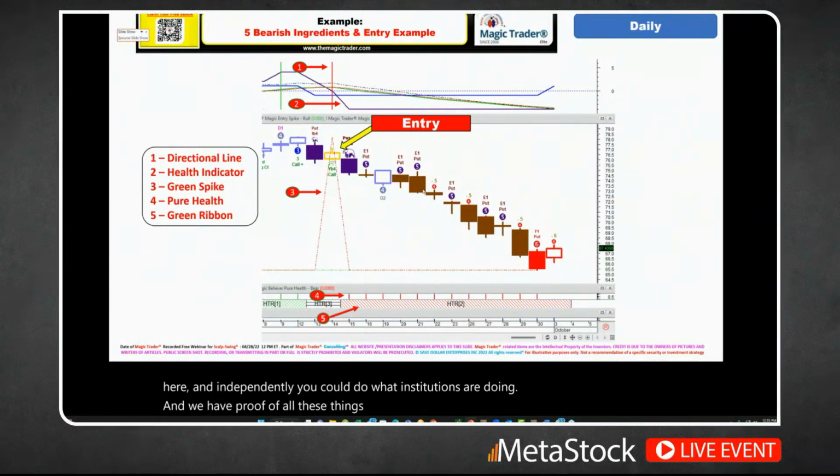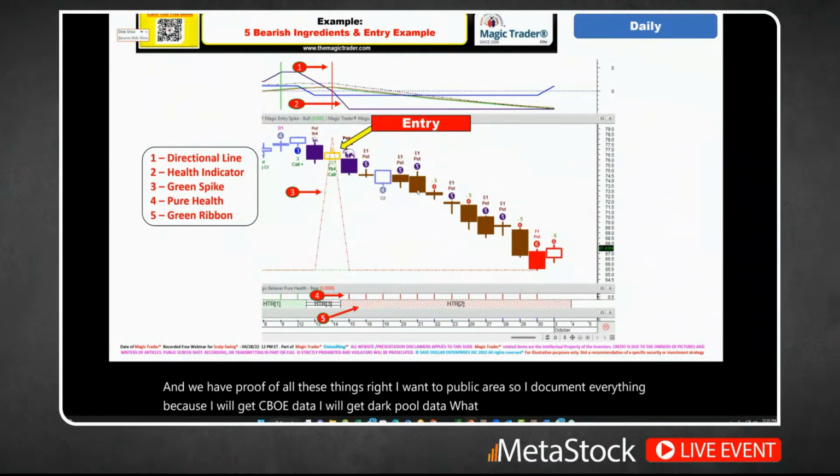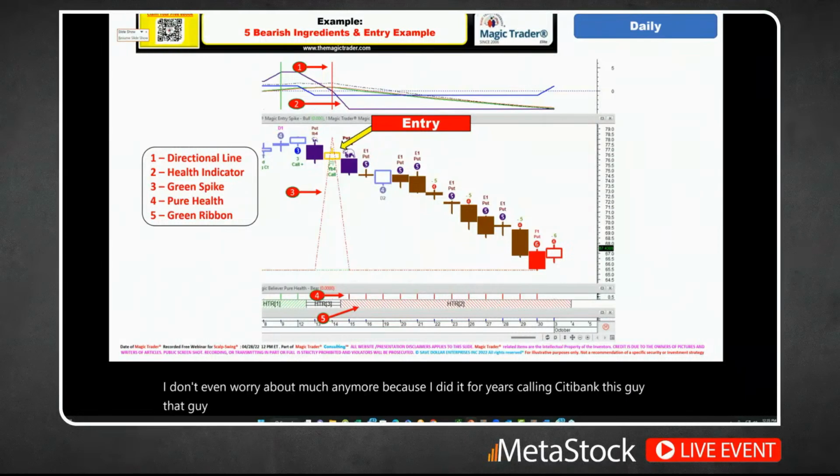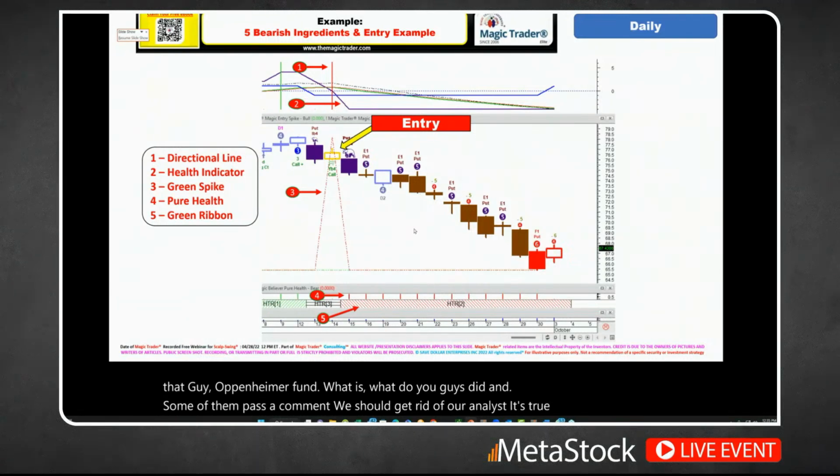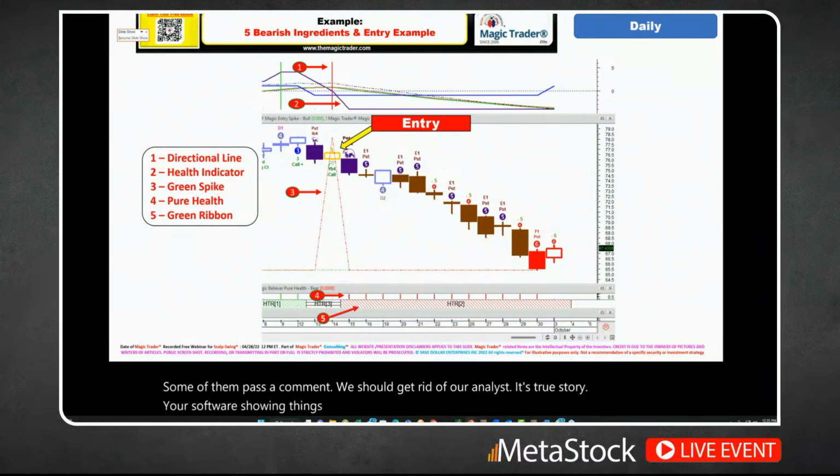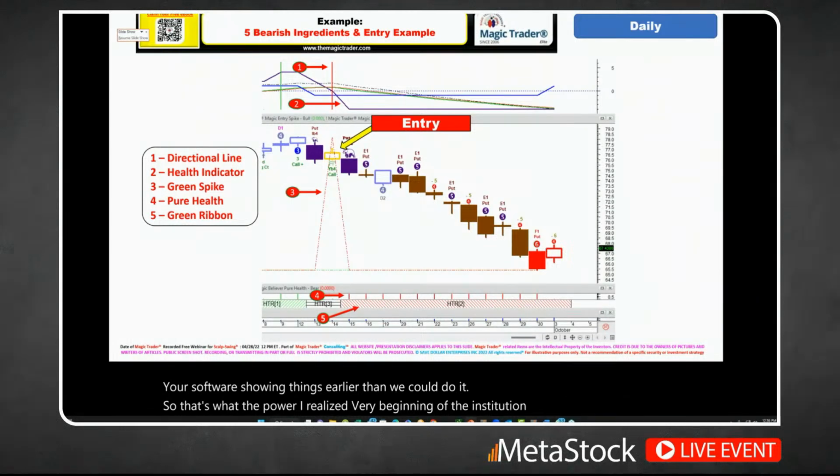I'm in a public area, so I document everything, because I will get CBOE data, I will get dark pool data, what happened at that time. So I don't even worry much anymore, because I did it for years, calling Citibank, this guy, that guy, Oppenheimer, what did you guys do? And some of them passed a comment that we should get it from our analyst. It's a true story that your software is showing things earlier than we could. So that's the power I realized at the very beginning on the institution side, back in 2006, 2008, things like that.